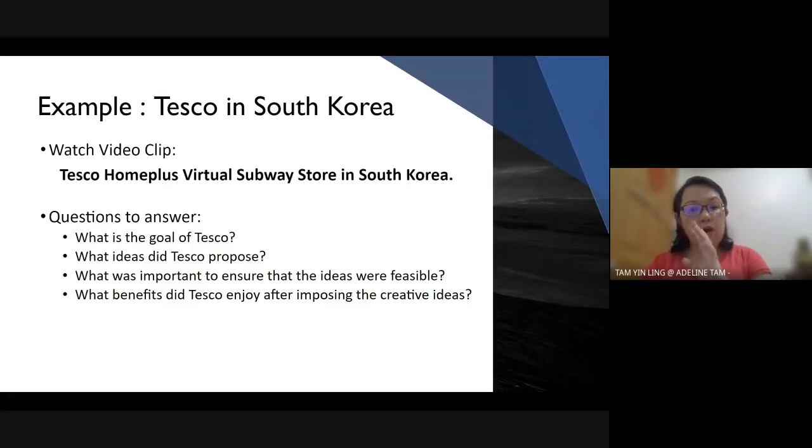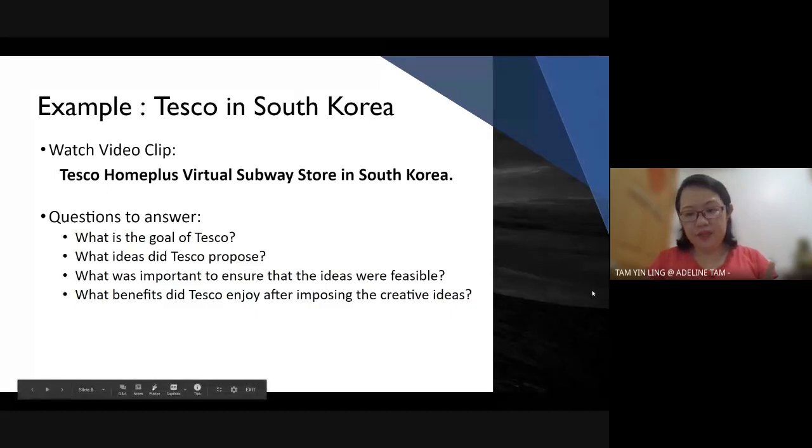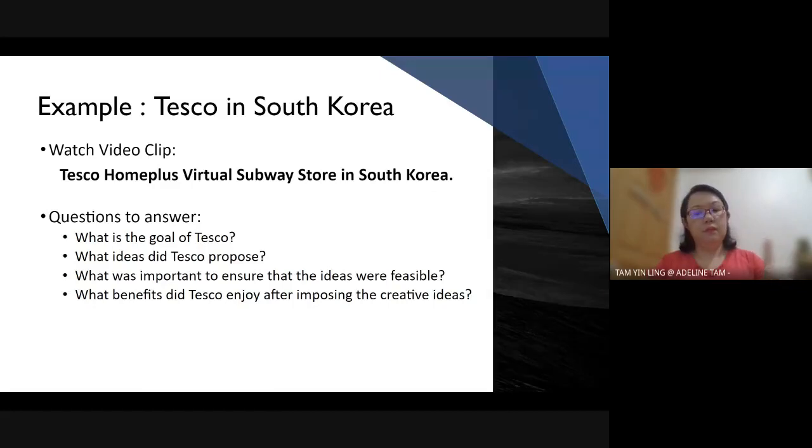Actually, before they came up with the ideas, they looked at something very important. What did they do? Anyone remember? Before this idea was proposed, what did they do? Anybody? Survey, yes, good answer. They did the survey. So the survey is so important.